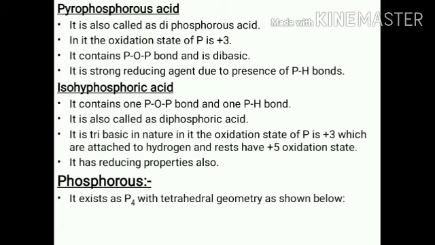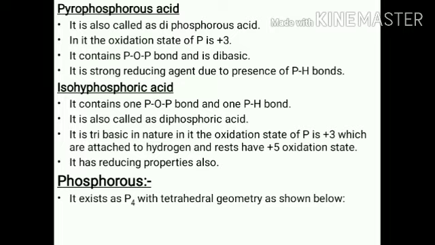Now the next compound is phosphorus. The symbol of phosphorus is P. Nitrogen, phosphorus, arsenic, antimony, and bismuth. The formula of phosphorus is P4.